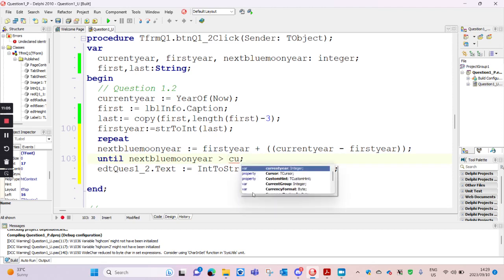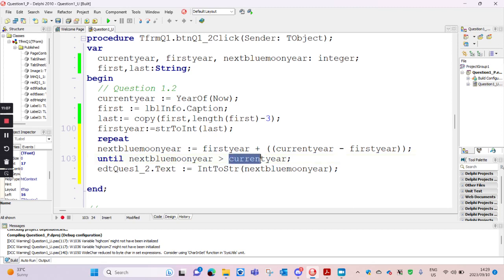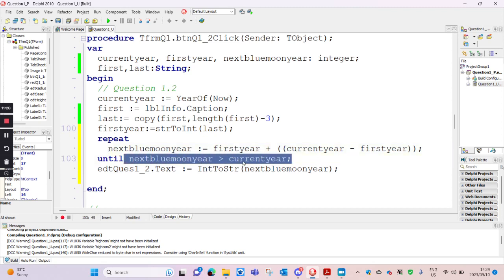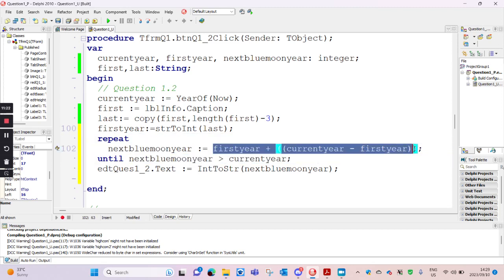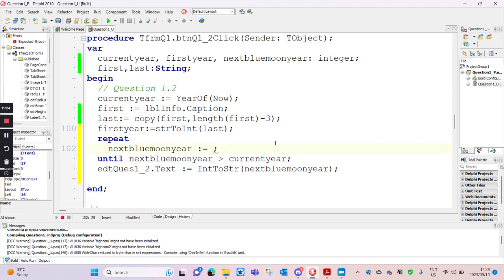Yes. Alright, can all of you see? So the only reason we've got current year was to get the next blue moon that is after current year. So this is the only place where it actually needs to be, inside our repeat, to basically say when we should stop. That's the only reason why we needed to have it. Alright, and then what would you do? The new blue moon year?